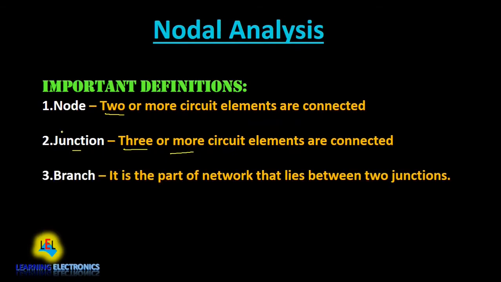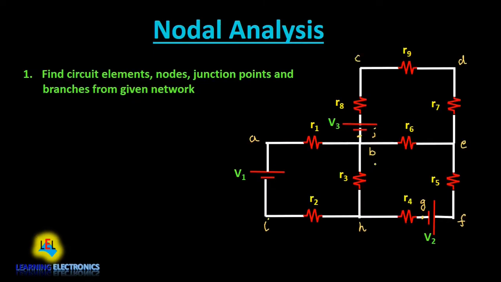Third is branch. It is the part of the network that lies between two junctions. So a branch is a part of the network which lies between two junctions. Now let us understand this node, junction and branch with an example. Here, find the circuit elements, nodes, junction points and branches from the given network.